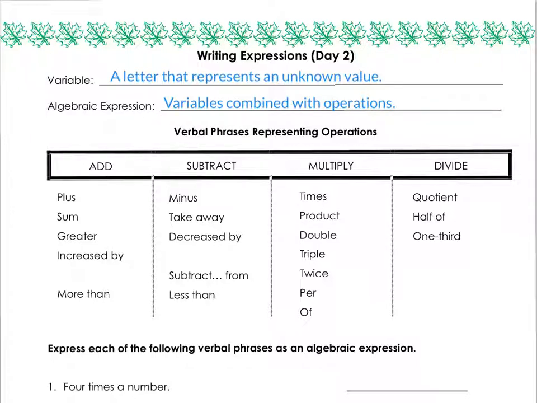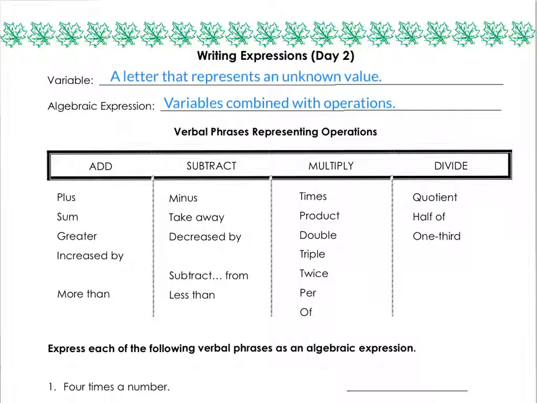Okay, so let's look over some verbal phrases that represent operations. So in this first column, we see the word add. So whenever we see any of these words below, we're going to know the operation we need to do is add. So if you see plus, sum, greater, increased by, or more than, and more than is separate here because that's a special case. Then if we look at subtract, we subtract when we see the words minus, take away, decreased by, subtract from, or less than. Then we multiply if we see any of these words: times, product, double, triple, twice, per, and of. And then divide when you see any of these words: quotient, half of, or 1/3.